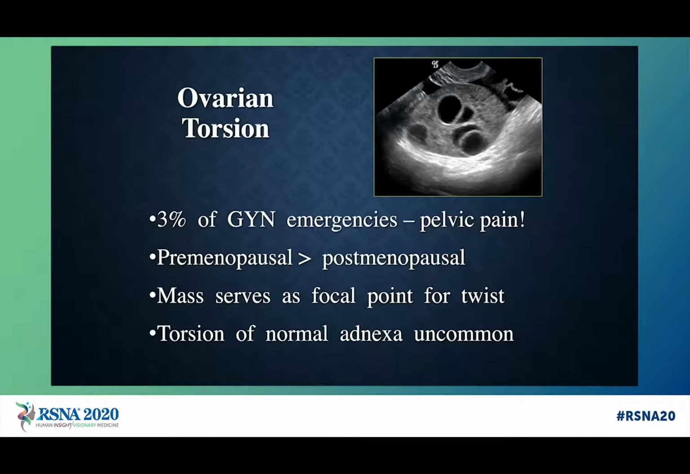Ovarian torsion represents about 3% of gynecologic emergencies, and these patients typically present with severe pelvic pain. We see it more often in premenopausal patients, as the ovary is typically enlarged and serves as the focal point for the twisting of the vascular pedicle. And we know that torsion of the normal adnexa is uncommon.